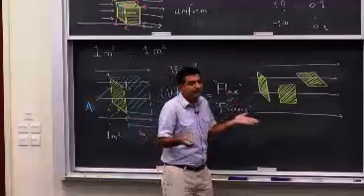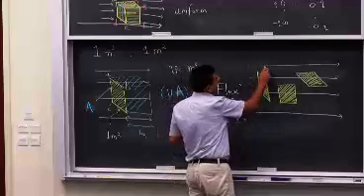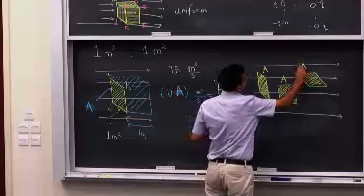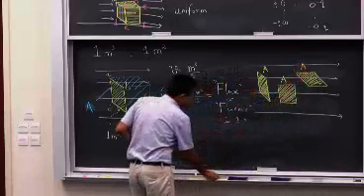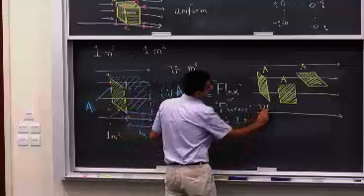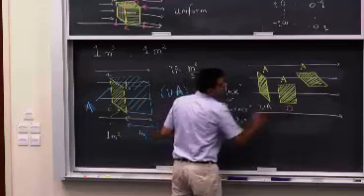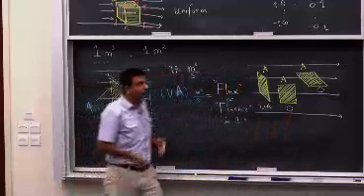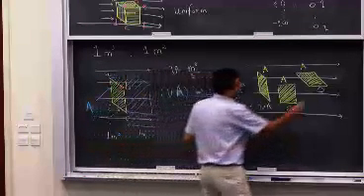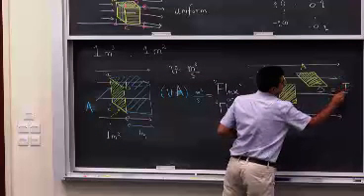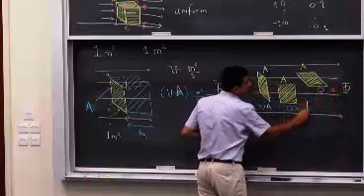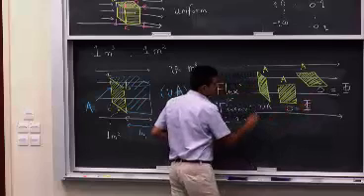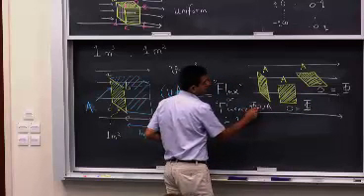And each one of these areas could be A. So this could be A, this could be A, this could be A. Now the flux through this surface is VA, the flux through this surface is 0, and the flux through this surface is 0. And I can denote the flux of water flow by phi. So this phi is 0, this phi is 0, and this phi is VA.